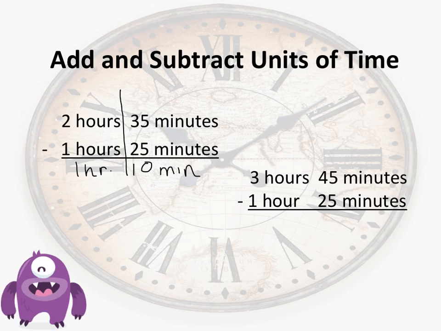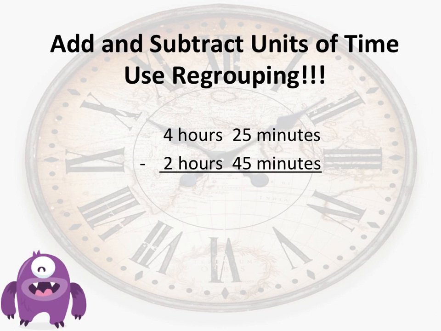If I need to do 3 hours and 45 minutes minus 1 hour and 25 minutes, again, I just subtract. 5 minus 5 is 0, and 4 minus 2 is 2. So I have 20 minutes. And 3 hours minus 1 hour is 2 hours. However, when it comes time to regroup, it can get tricky.